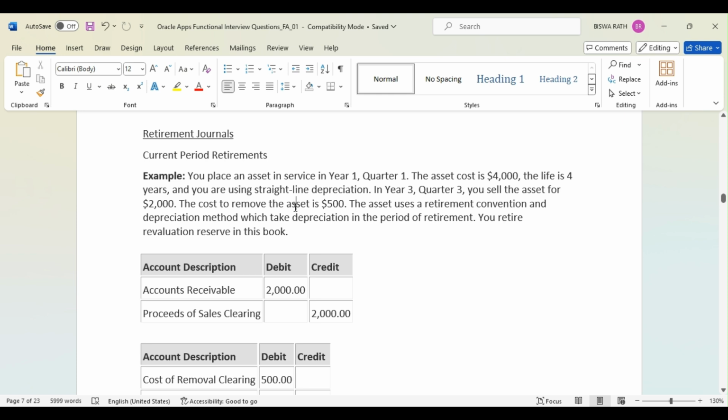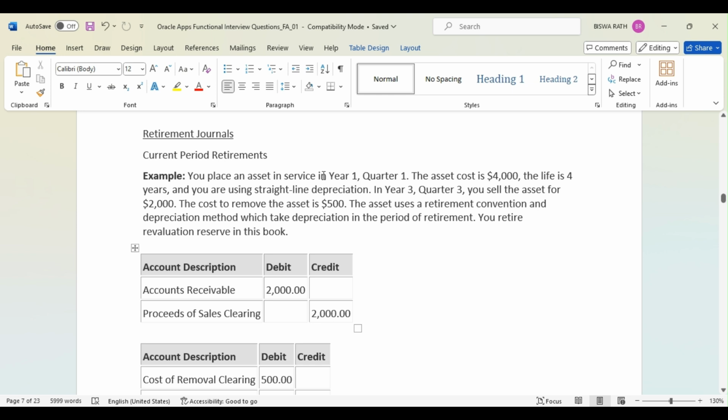Okay, let us see now the retirement journals. The retirement journals is particularly whenever you retire any kind of asset, right? What will be the treatment of that? Let us see that. So it will be like whenever you are selling that asset, right? It will be accounts receivable account gets debited and your proceed of sale clearing account gets credited. Okay, of 2000 USD, as you can see over here.